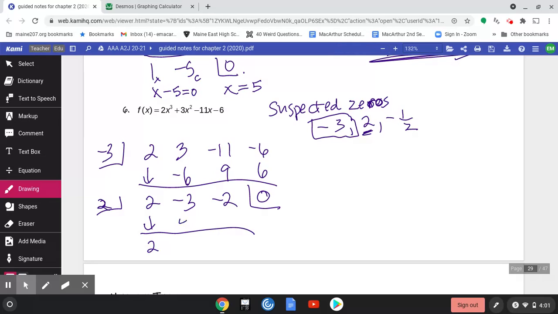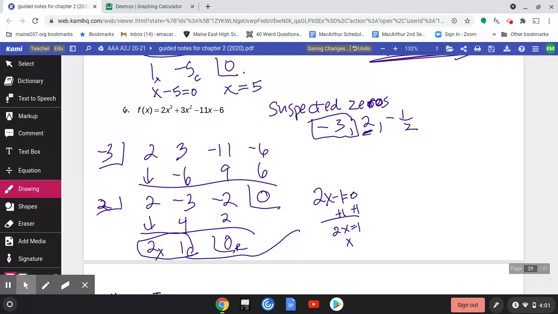So 2 times 2 is 4. -3 plus 4 is 1. 2 times 1 is 2. Oh, and here we have a 0. Now I'm going to take this last one, and I'm going to change that to 2x minus 1, because that's what it is. There's my remainder of 0. My constant is 1, and that's just going to be x, which I would set equal to 0. I add 1 to both sides, and I get 2x equals 1, and x equals 1/2, which is what I wanted. So my zeros are -3, +2, and -1/2.